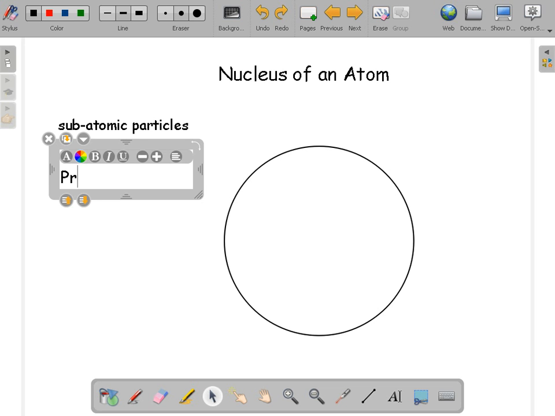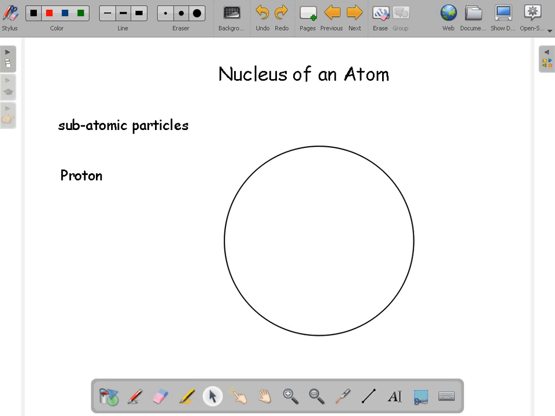One is called proton, and the other one has been neutron. So you have neutron here. So now these are the two main particles which are found inside the nucleus of an atom. Let me just label this whole thing here as being the nucleus.